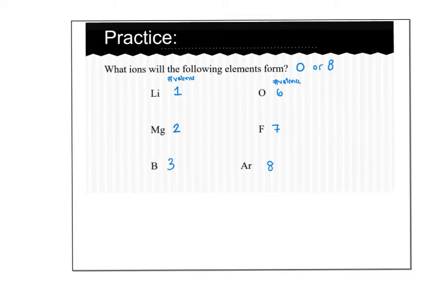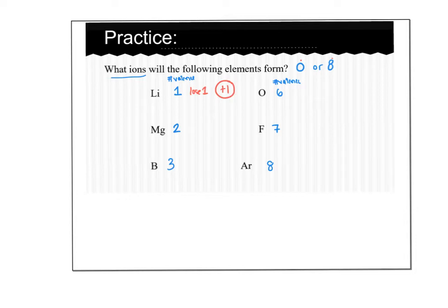Okay, so now we want to do the charges. What ions? That's a charge. So lithium, is it faster for lithium to get to 0 or to 8? Well, 1 is closer to 0. So what it's going to do is it's going to lose 1 electron. If we lose 1 electron, remember, if we lose, we actually form a positive charge. It feels backwards, but it's because electrons are negative, so we'll form a +1 charge.